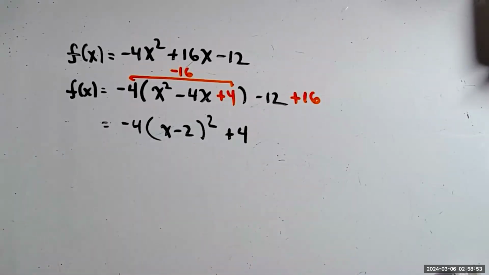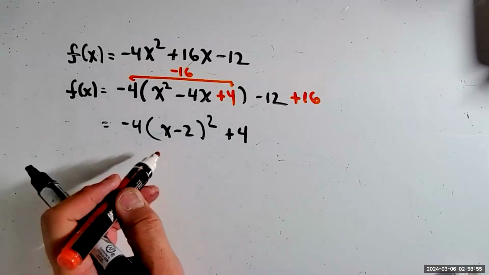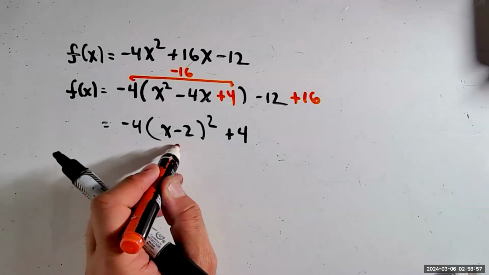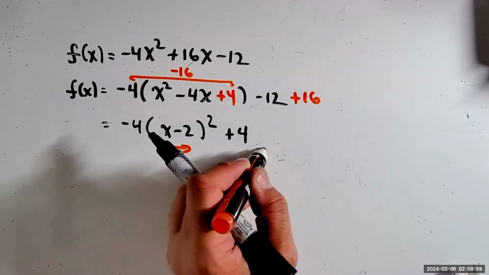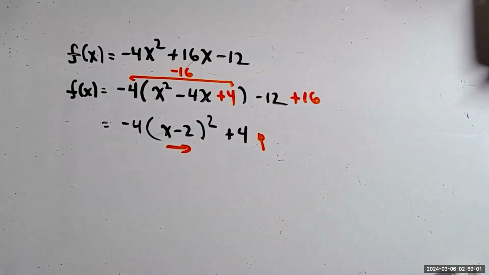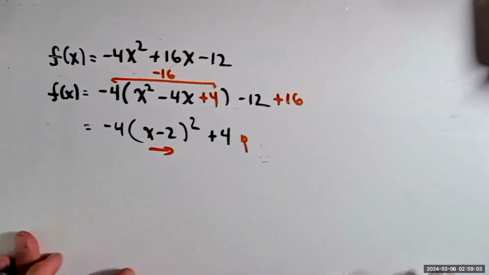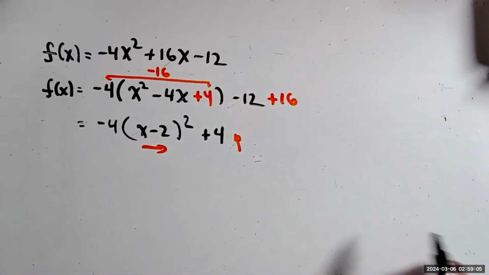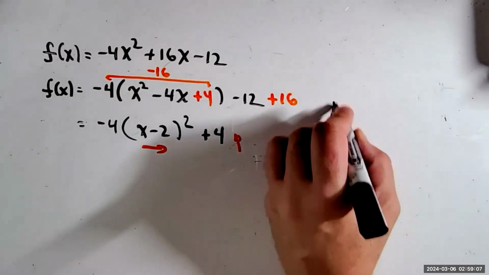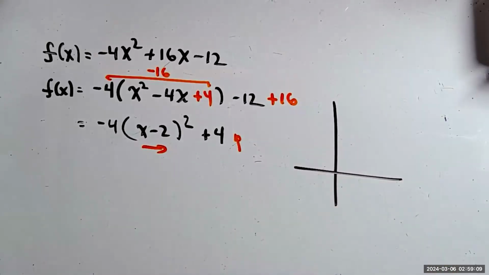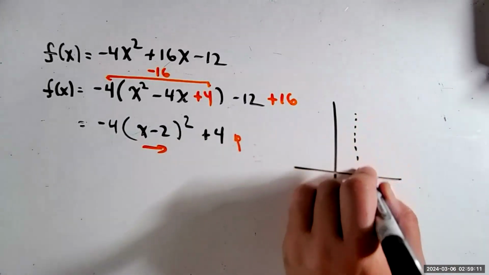So this parabola is multiplied by negative 4, so it goes to the right and up. Let's see here, up and this, so x equals 2.